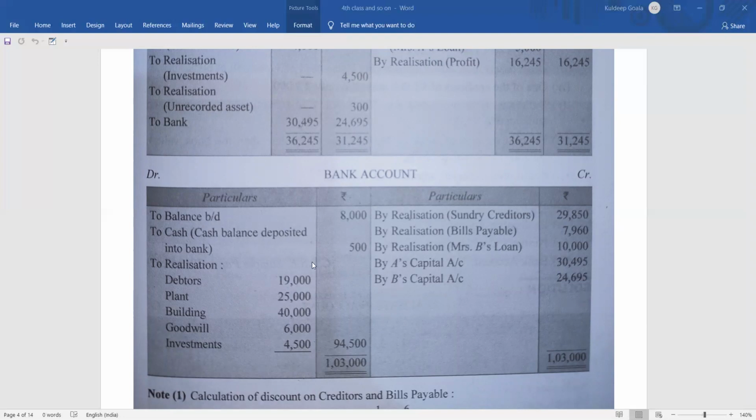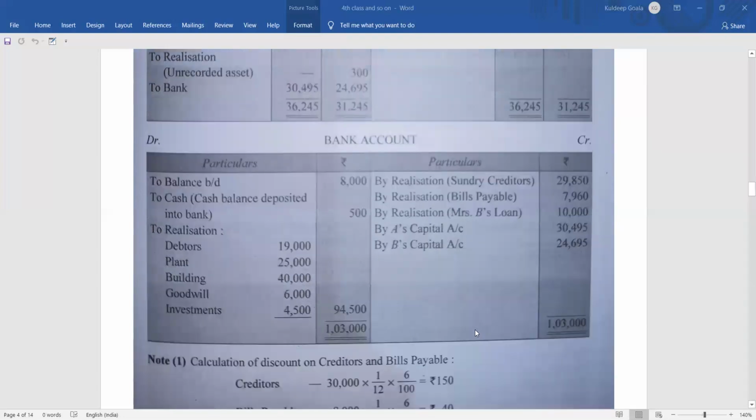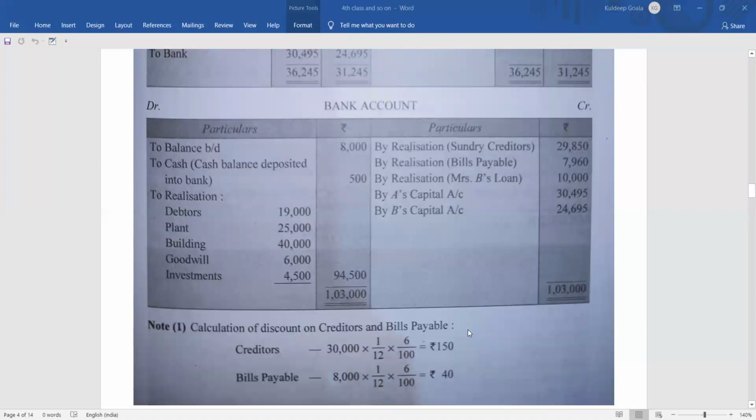The total of both the sides we have to find out, and it will match. It's a proof that your sum is arithmetically correct. So you can see that the bank both sides come to 1,03,000, 1,03,000. So this is how your sum will be settled. I hope all of you have understood it. It's a very, very interesting sum. Try to get all the concepts from each of the sums. We'll take a few more sums in the upcoming class, and we'll try to finish this chapter as soon as possible.